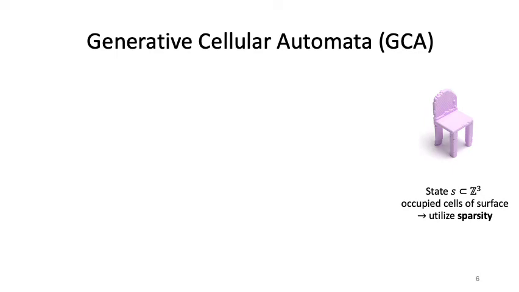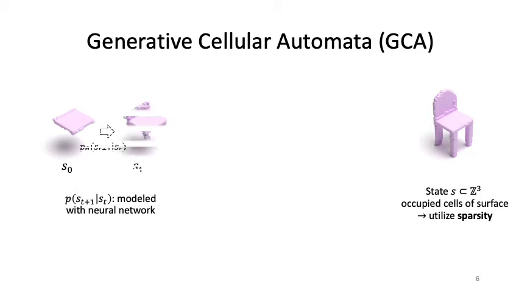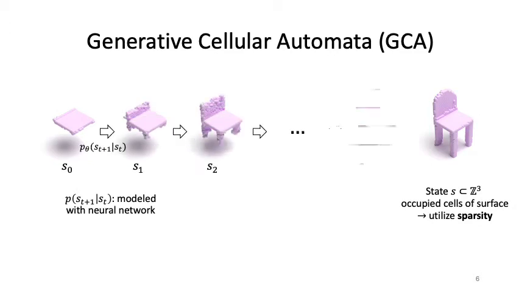Now, I'll explain the method of our model named Generative Cellular Automata, GCA, which exploits the sparsity and connectivity of 3D shapes. The GCA represents 3D shape as a state S. We utilize sparsity and only keep the surface of occupied cells as an efficient representation. Then, given an incomplete state s_0, we sample from the learned transition kernel p_theta using a neural network. Applying the transition kernel t times results in a final shape.